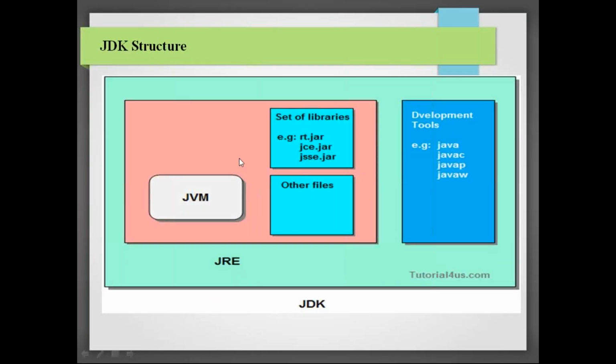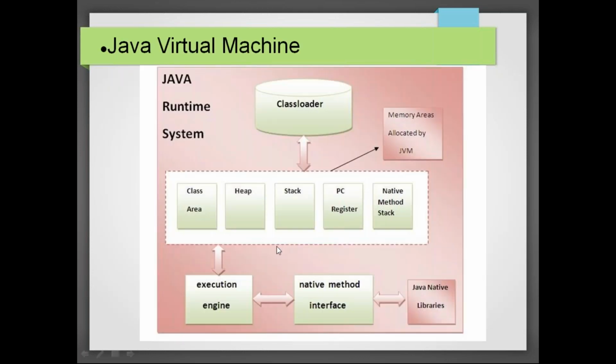Okay, so this is the architecture for JDK, and I'm explaining. JDK contains two parts: this JRE and also these development tools. Coming to JRE, this is the structure for JRE, and this JRE contains my JVM.